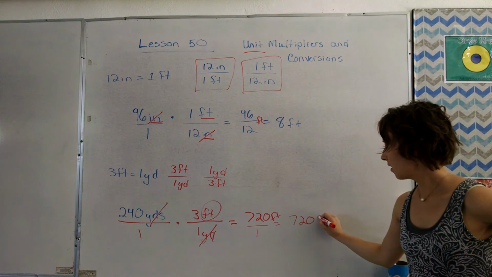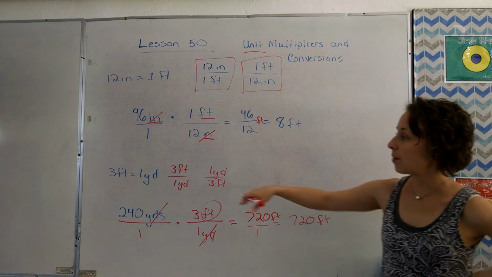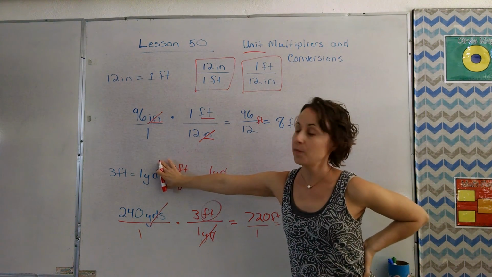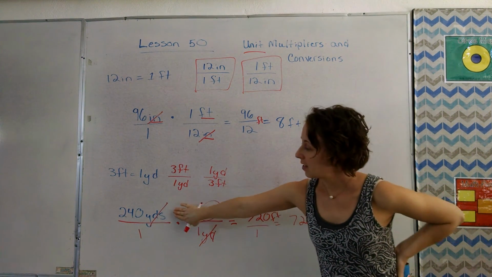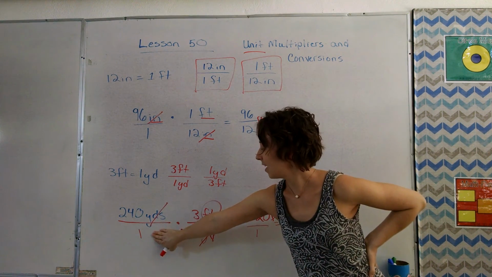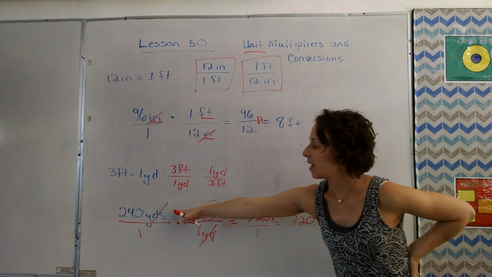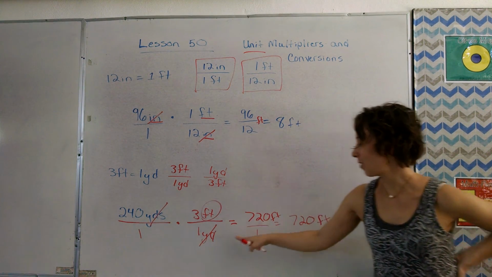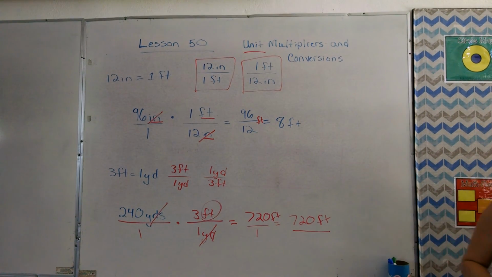Feet. When you solve your problems today, do the same steps. Take the conversion you already know, write it like a fraction to make a unit multiplier. Take whatever your number is, make it look like a fraction. Multiply times the unit multiplier you need. Cancel out the unit you're done with, and you should end up with the unit you're looking for.